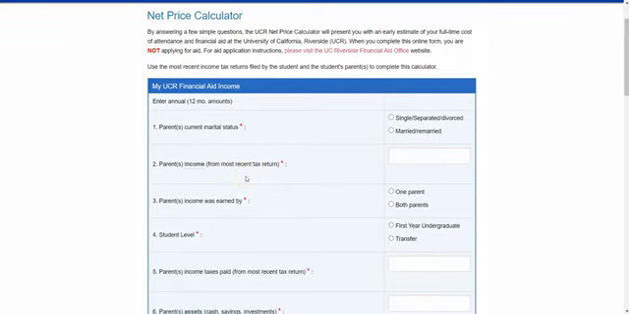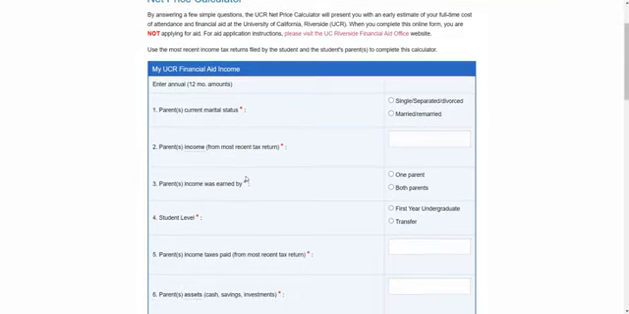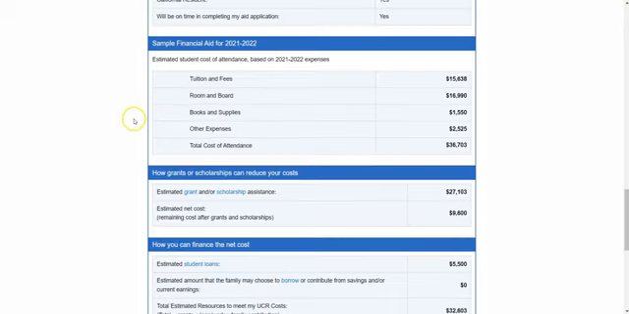Once you're here, you'll want to select the answers that best fit your situation regarding marital status, parent income, number of family members, etc. Once you have verified the information is correct, you can see your estimated net price that you may have to pay out of pocket. Please keep in mind that this is just an estimate and does not account for changes to your yearly FAFSA, any scholarships from the university, etc. Once you apply to the university and complete your FAFSA, you will get a true amount.